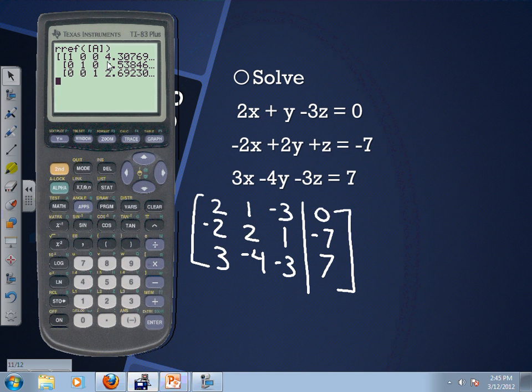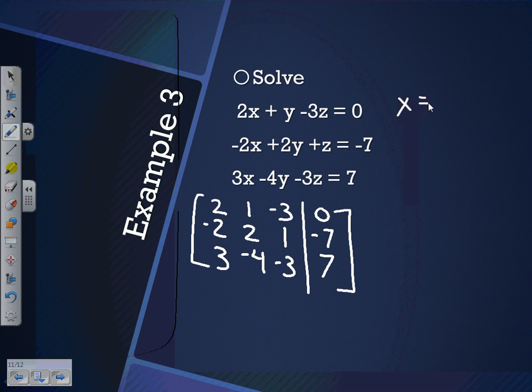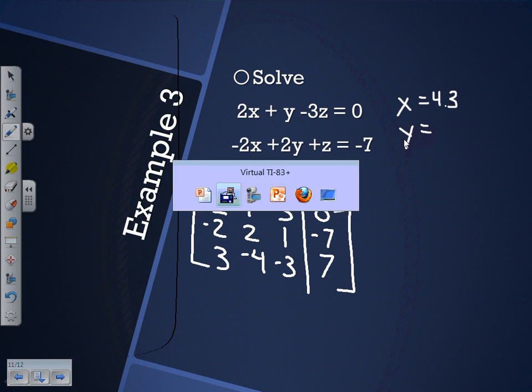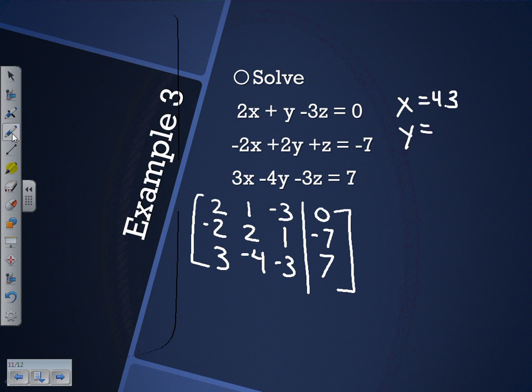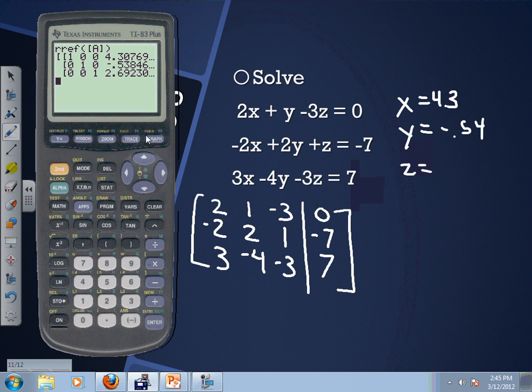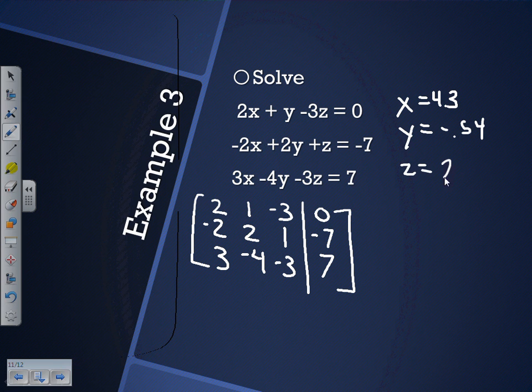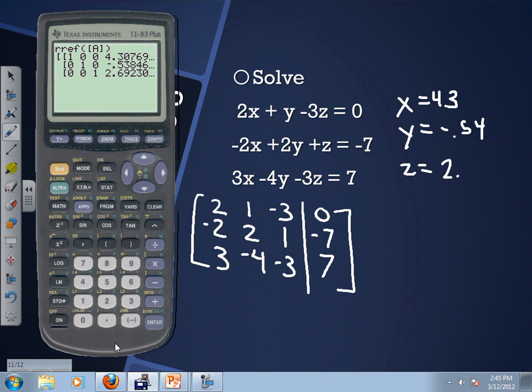So when x is 1, or when we have 1 for x, we've got 4.3-ish. So that's one answer. X equals, just going to go 4.3. Y is going to equal about negative 0.54. And Z is looking like 2.69.